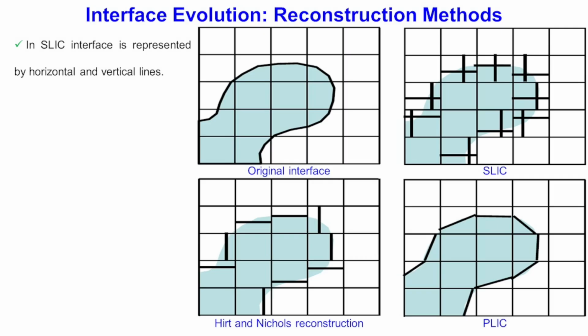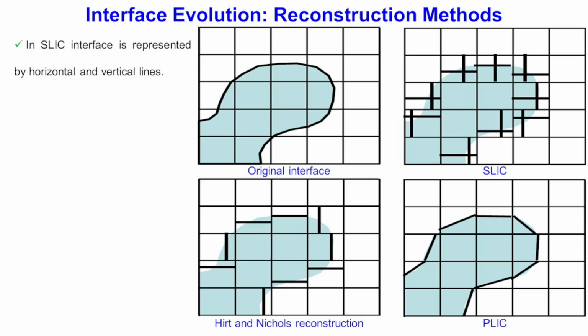And in case of PLIC, rather than using a horizontal line, you can consider an inclined line which has a slope, and this slope can be easily calculated from the direction of the normal. If you know the direction of the normal to the interface, you can easily calculate the slope of this line. And where to place this line, of course, the intercept of the line can again be estimated based on area conservation. So this type of approximation is called piecewise linear interpolation.